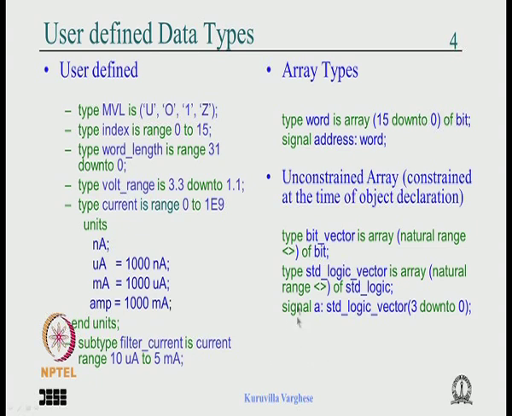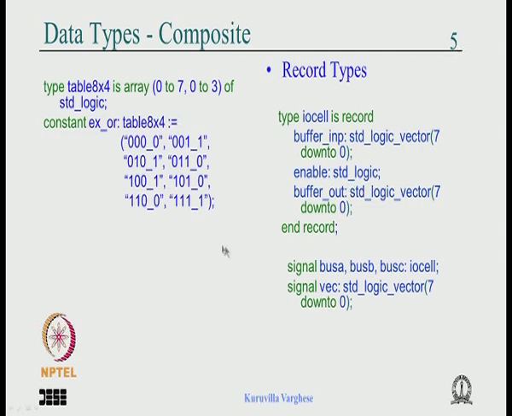And we have looked at the unconstrained array, and we said that standard logic array is defined as unconstrained, that is why we constrain it when we use it. And you can have a multi-dimensional array, with any number of dimensions, and we have seen an example of that.